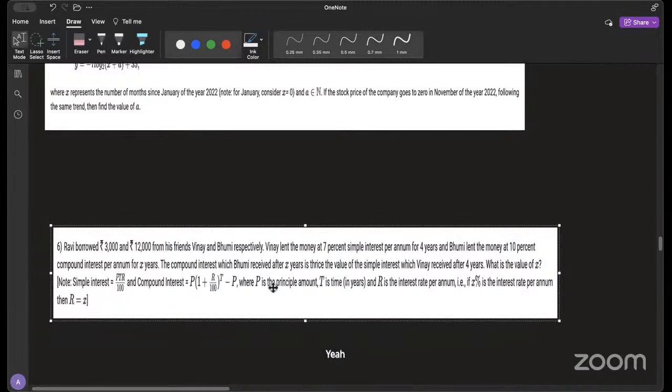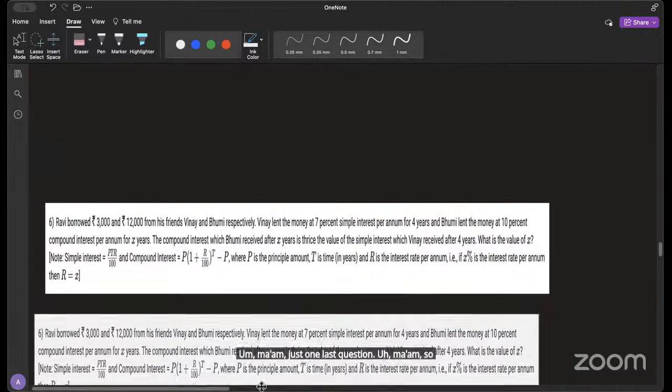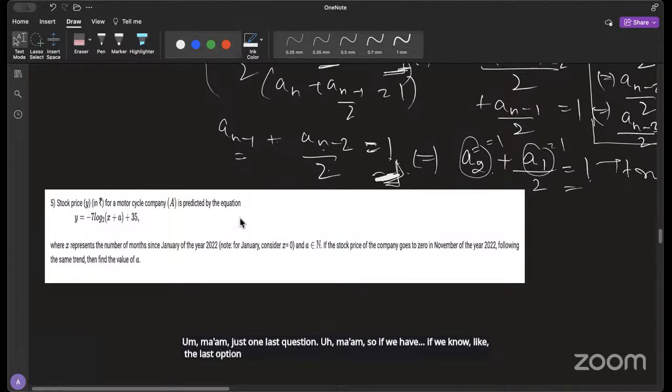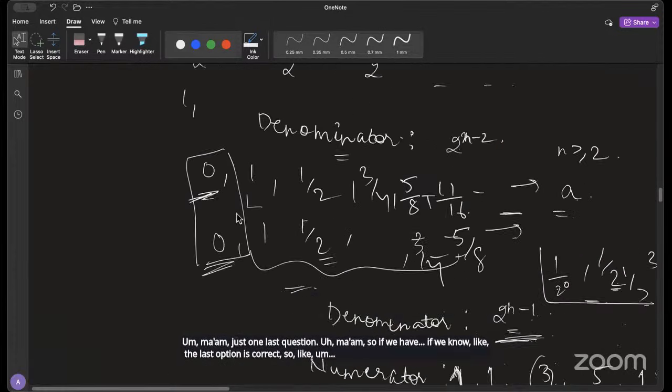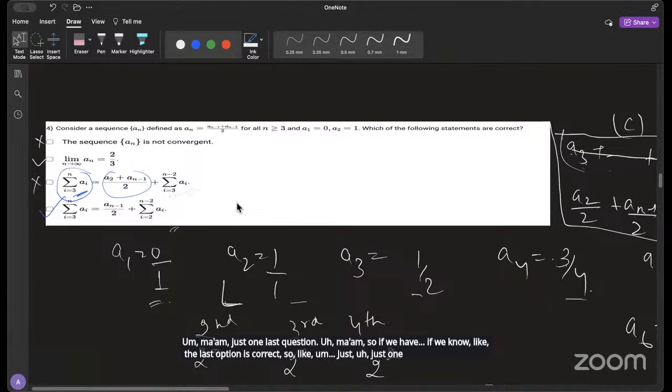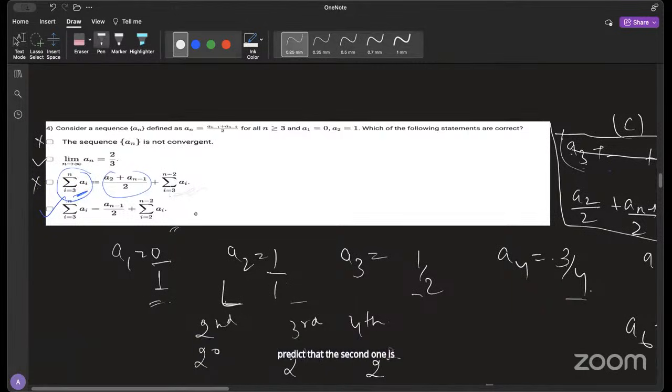Ma'am, so if we know the last option is correct, just one idea, how can we predict that the second one is also true? Like how can we know the limit of the thing?